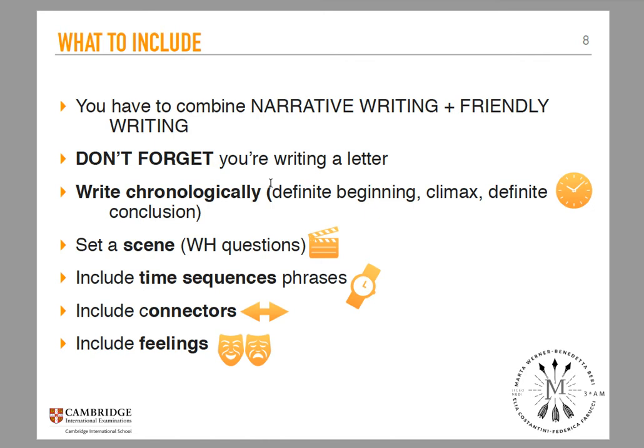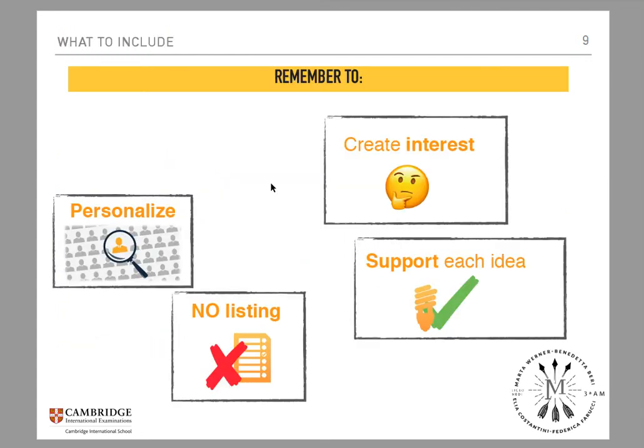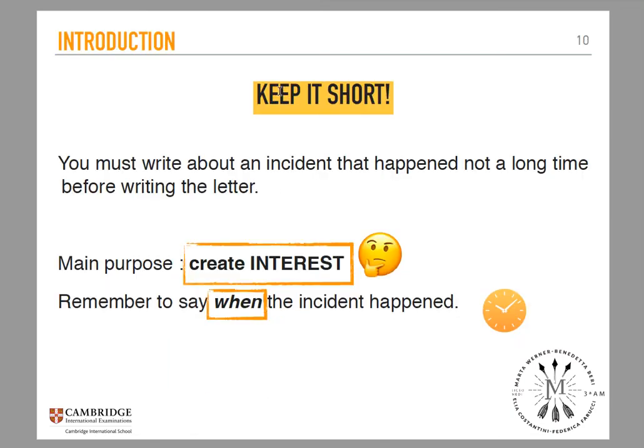Make sure you set the scene. The easiest way to do that with your setting is by asking yourself those WH questions: where, when, things like that. Make sure you include time sequence phrases, then, after, things like that. Include connectors and include feelings. And the great thing about this PDF is it gives you some examples towards the end. Make sure you keep it short. We're writing for interest, and remember to say when something happened.